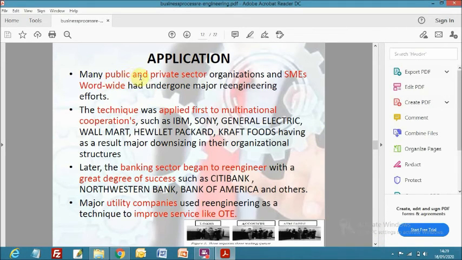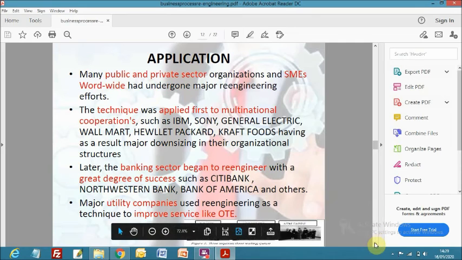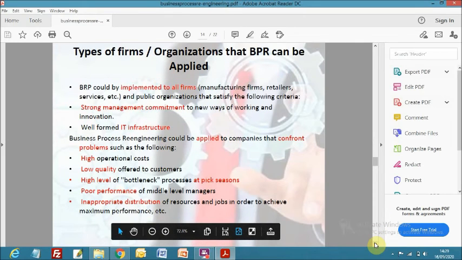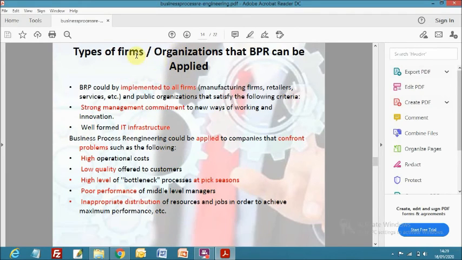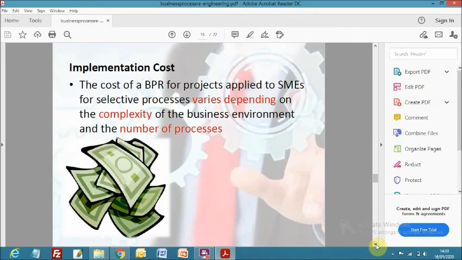Many public and private sector organizations and SMEs worldwide have undergone major engineering and reengineering, because of the technology changes; we have to adopt the new technologies. Different types of organizations where BPR can be applied: BPR could be implemented in all firms, as I said.